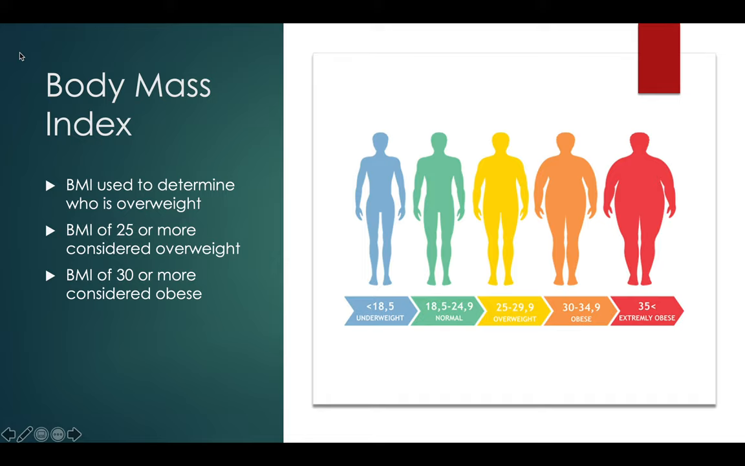Now, these charts are kind of old. Really, the best way to tell someone's body mass index is to get calipers and do skin fold testing, but that's very cumbersome. So we generally do it like this. The BMI is used to determine who's overweight. You want to know this too, because it is such a big thing. You want to know what's normal, what's overweight, what's obese, and extremely obese. You want to know those.